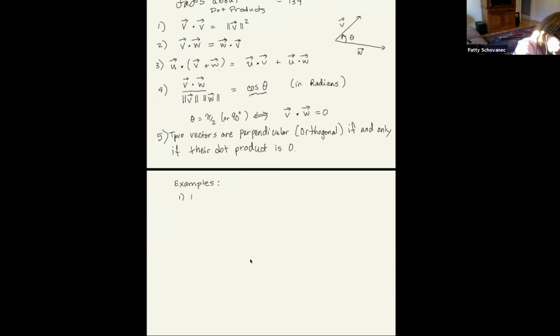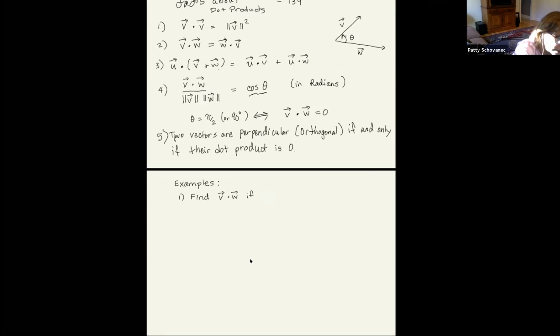It says find V dot W. If in part A, I don't even have a part B, so why would I want a part A? So let's get rid of the part A.